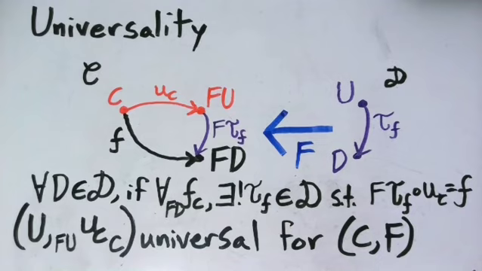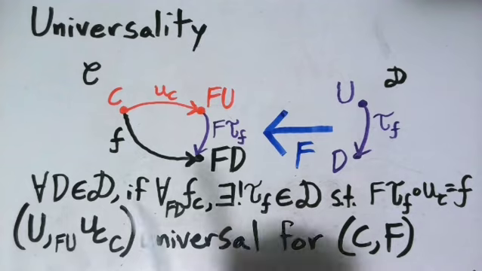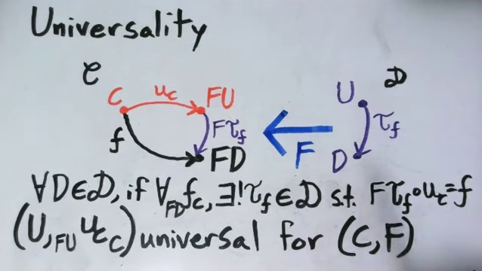Note here that our universal morphism, as we'll call it, U_C, depends both on the fixed object C in C, as well as the functor F, because it needs to know what F maps U to. So we say that this pair, U and U_C, is universal for the pair C and F, the functor.